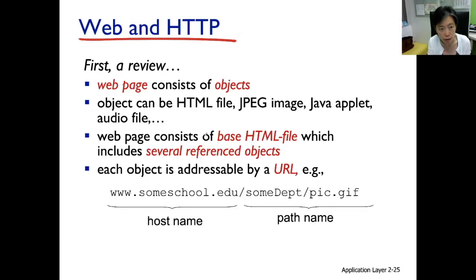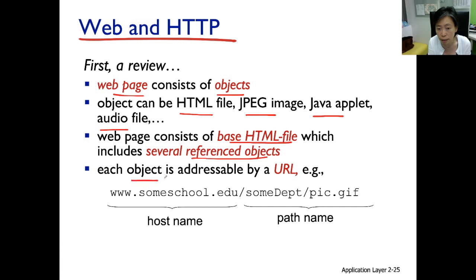So let's go ahead and start the first application, Web and HTTP. Let's do a quick review. Web is essentially a bunch of web pages interconnected. Each web page consists of a number of objects. The base object is typically an HTML file, and in each file are embedded several referenced objects. These objects could be another HTML file, a JPEG image, an applet or a script, or an audio file.